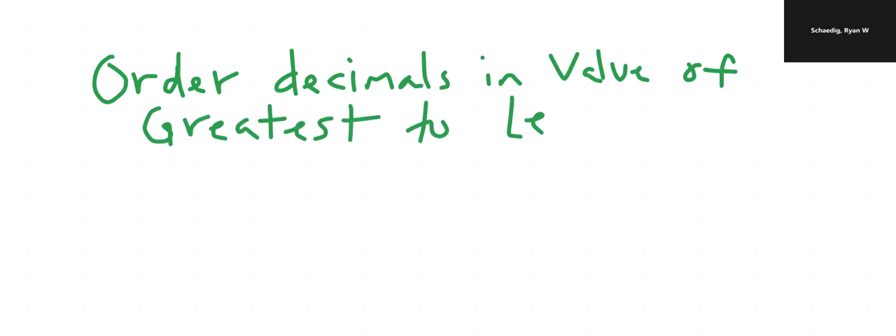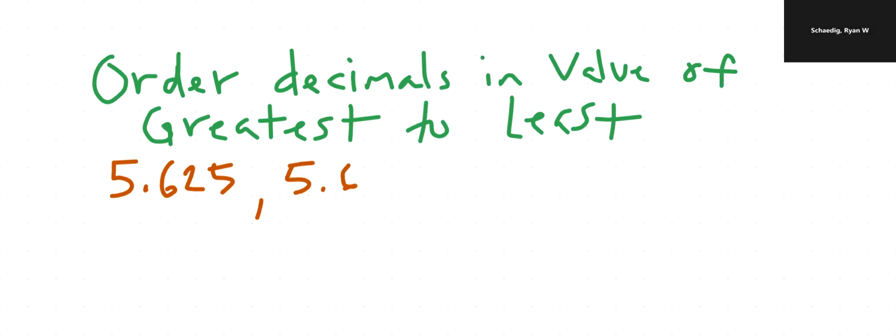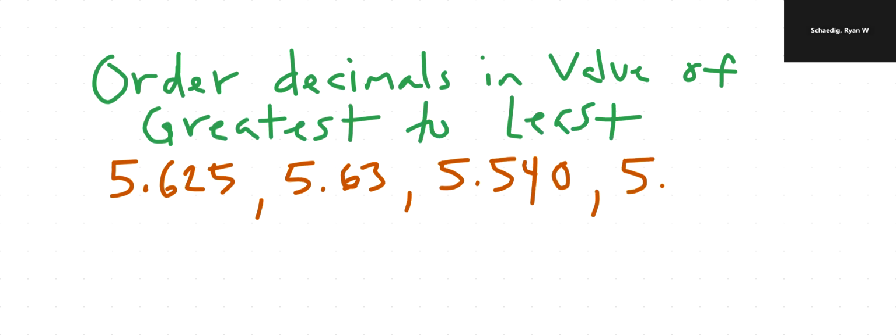Okay. And then I'm going to give you a series of decimals to do this with. So we have 5 and 625 thousandths. We have 5 and 63 hundredths. Sorry, I think I said that wrong. We have 5 and 540 thousandths. And we have 5. That would be fun. Okay, cool. So those are our decimals.